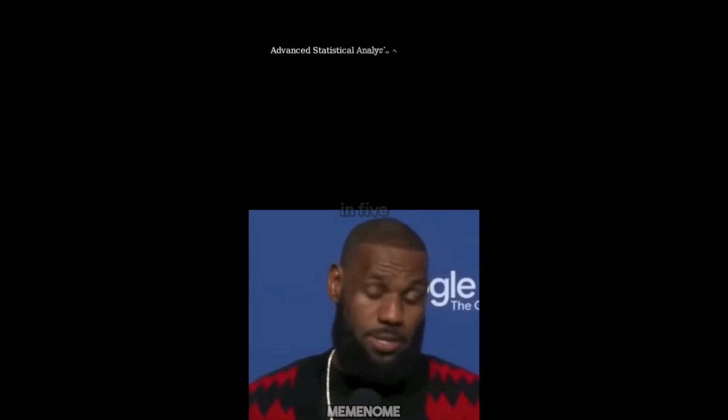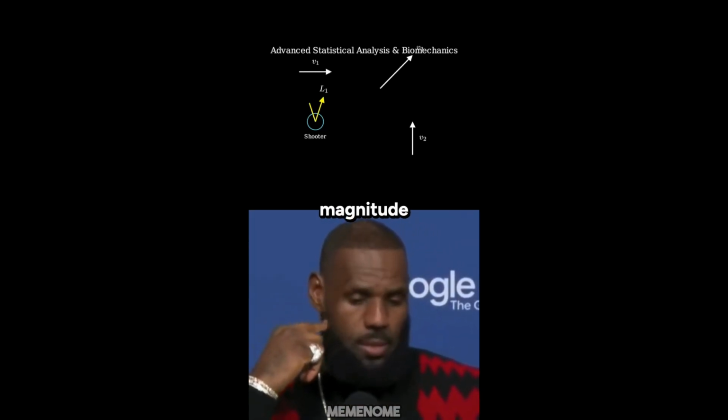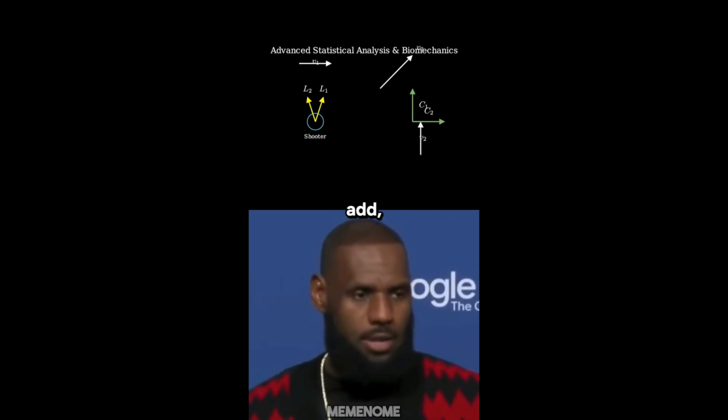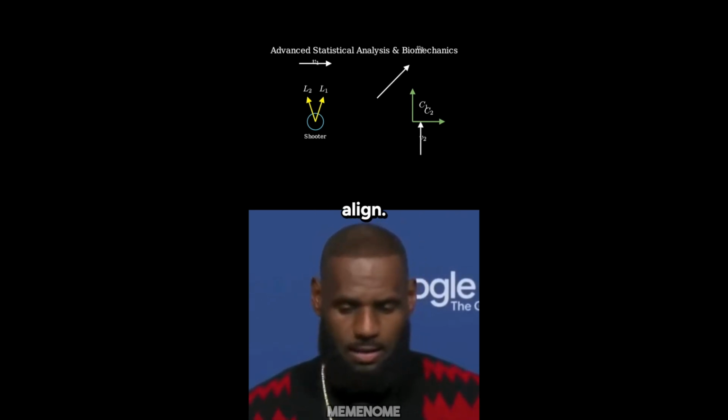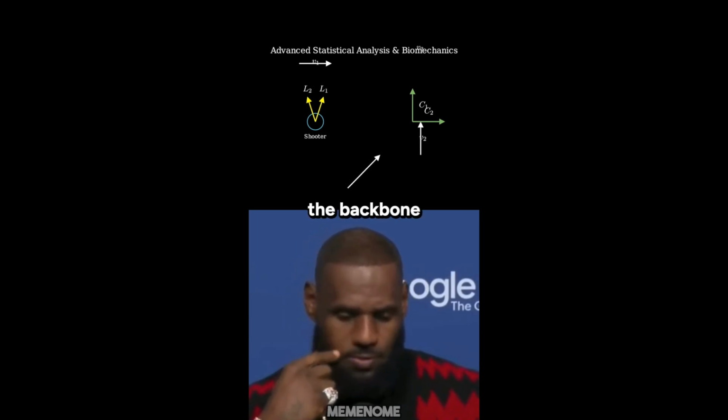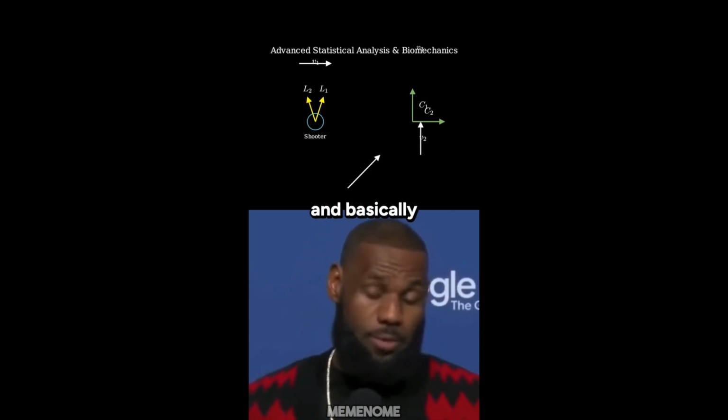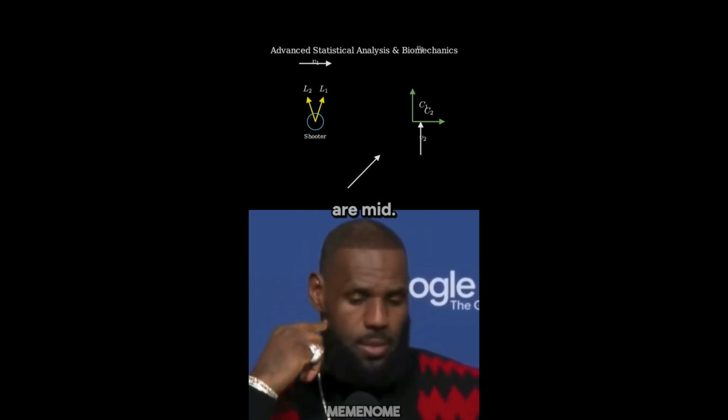So that's vectors in 5 minutes. They have magnitude and direction. You write them with components. You can add, subtract, and multiply them. And dot product tells you how vectors align. Vectors are literally the backbone of modern basketball analytics, science, and basically everything cool. Remember, regular numbers are mid. Vectors are goated, just like championship rings.